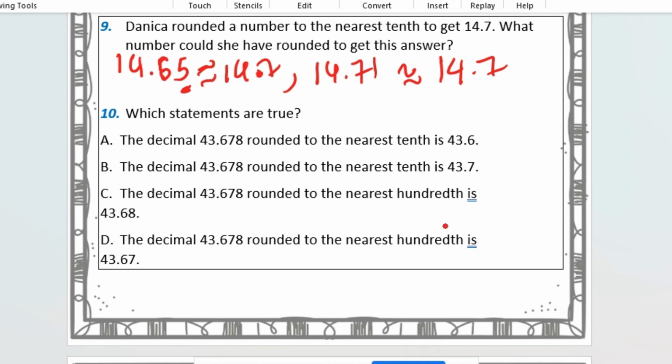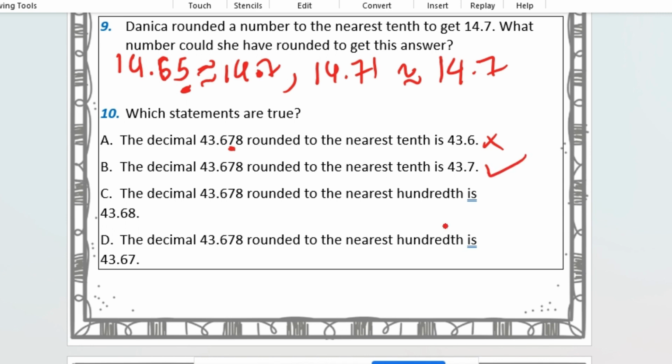Now, which statements are true? The decimal 43.678 rounded to the nearest tenth is 43.6. This is incorrect because there is a 7 here, and 7 adds 1 to the 6, so it should be 43.7. So this is incorrect. The decimal 43.678 rounded to the nearest tenth is 43.7. As I just said, this is correct.